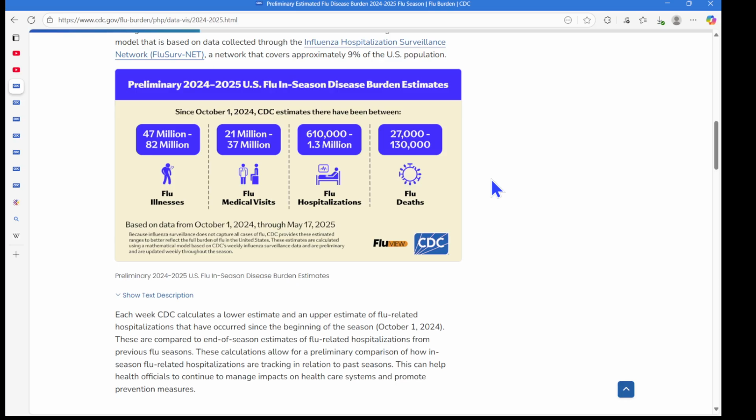So for the preliminary results that we have for the flu season, since October the 1st and ending on May 17th, the CDC estimated that we had between 47 and 82 million flu infections, or illnesses. I'm not quite sure how they define this. If we're going to assume illnesses are infections, then we'll assume that's what it is.